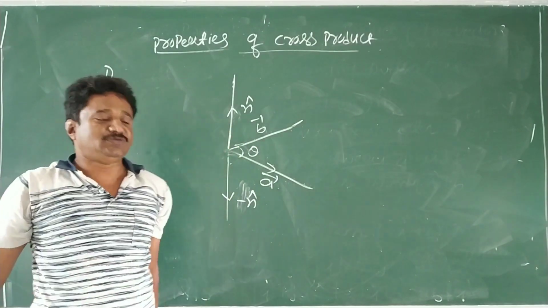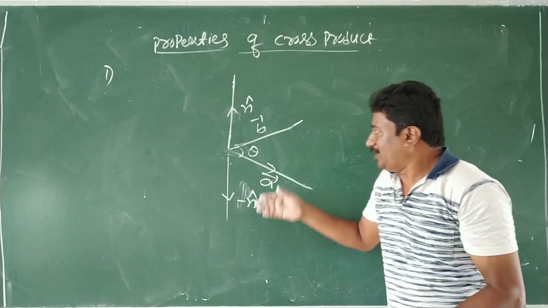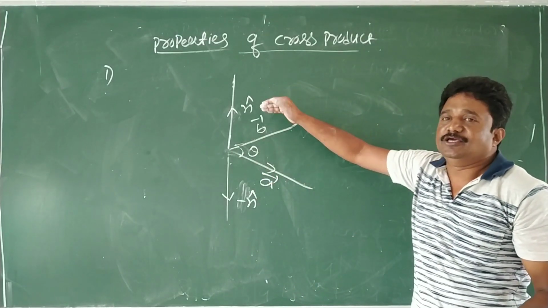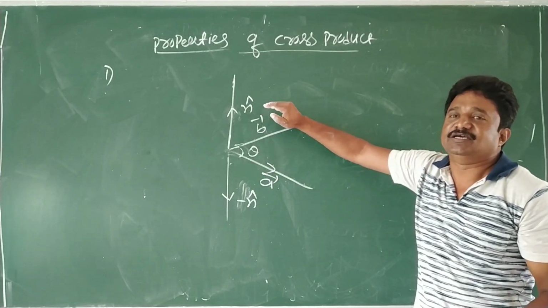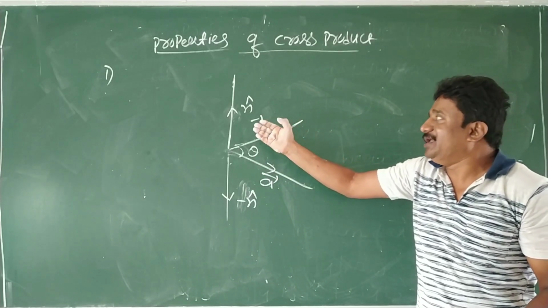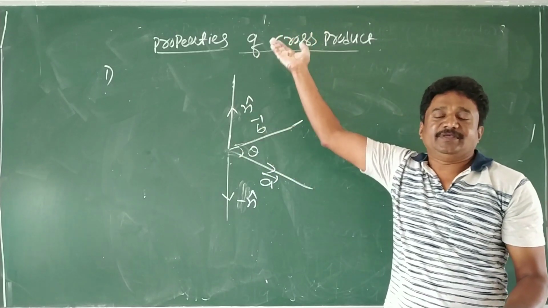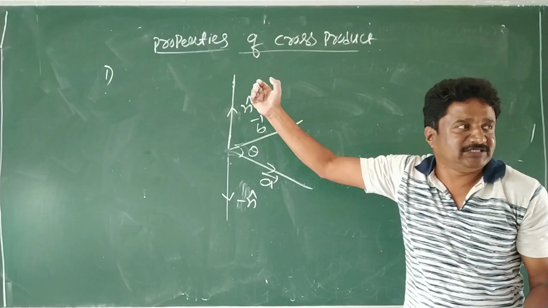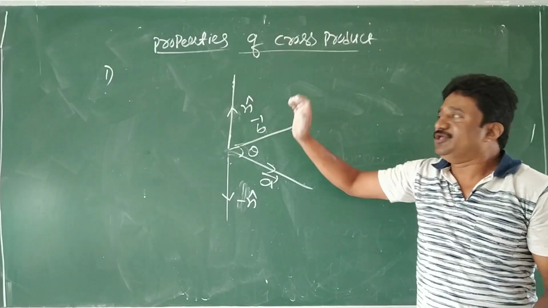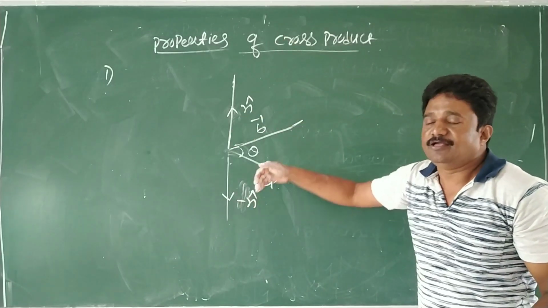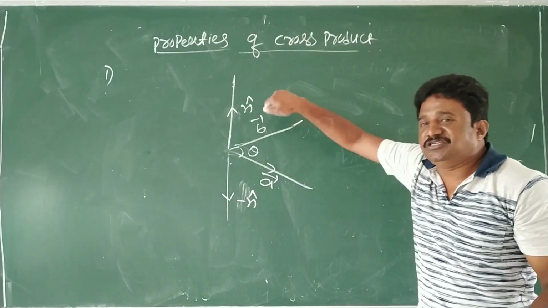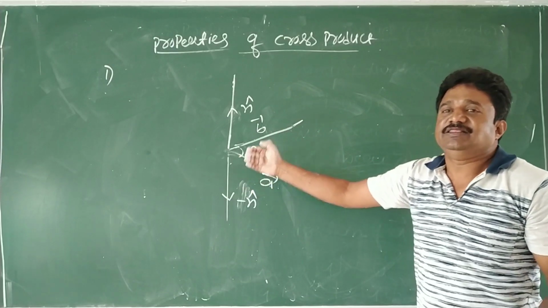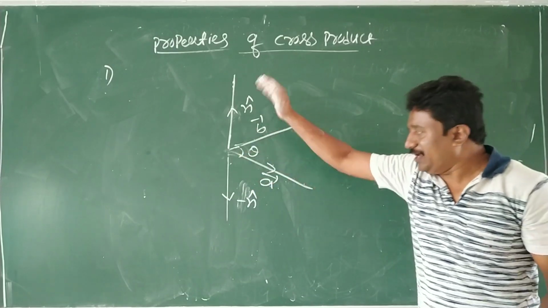I hope you understood, friends. So if I rotate, it's so easy. If I rotate from A to B, if the direction is anti-clockwise, then the direction of A cross B will be upwards. N cap represents what? The direction of A cross B. If I rotate from B to A, which direction is that? Clockwise. If it is clockwise, then the direction of A cross B will be downwards.